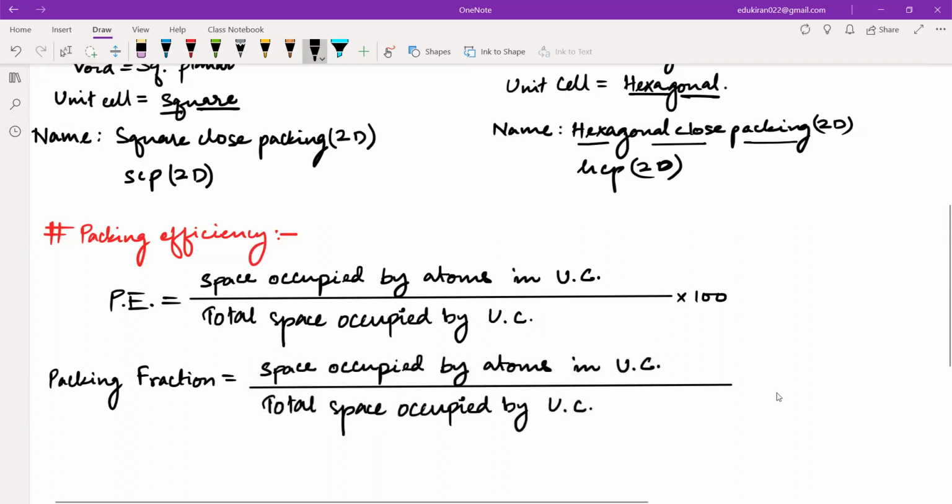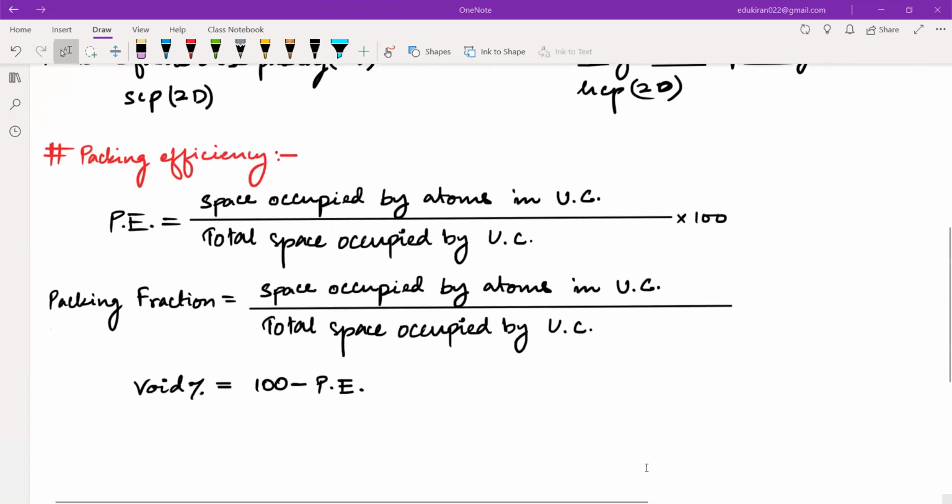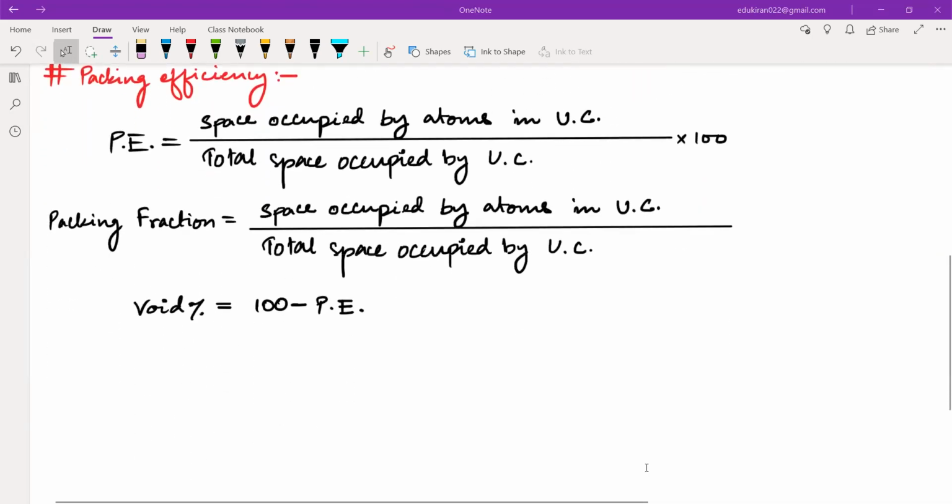Now there is another term which is known as void percentage, which is equal to 100 minus the packing efficiency. Okay, 100 minus the packing efficiency. So please write this down. Let me know if you're done. Just need to start writing from packing efficiency. Okay, this part. You can write also one more thing, that packing efficiency is equal to packing fraction into 100.